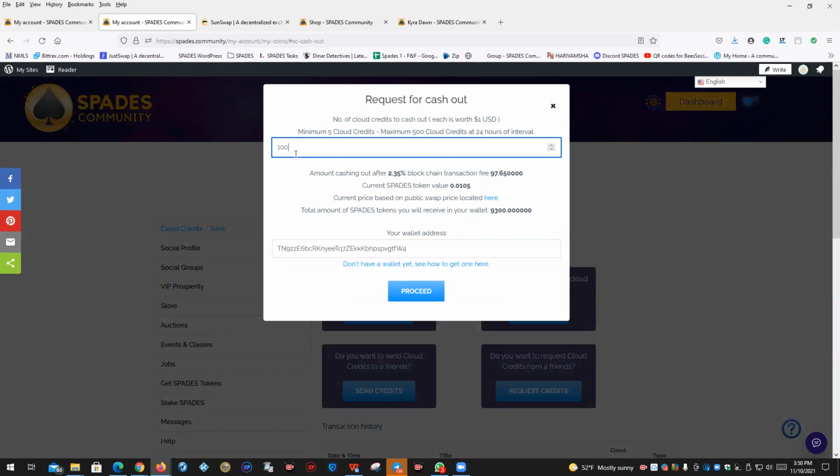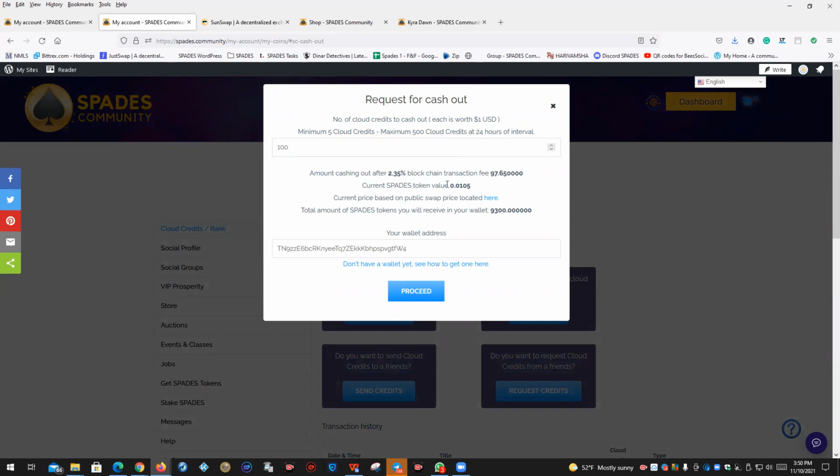So we're going to cash out 100 cloud credits. And since we'll be sending them to you over the blockchain on the Tron blockchain, there will be a blockchain transaction fee of 2.35%. So out of 100 tokens, you are going to be cashing out 97.65.